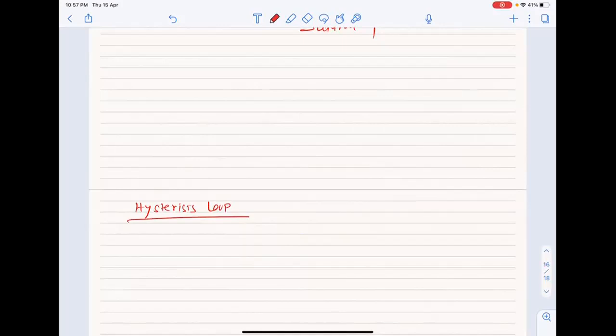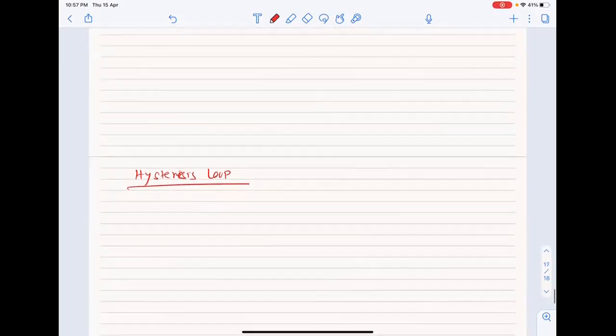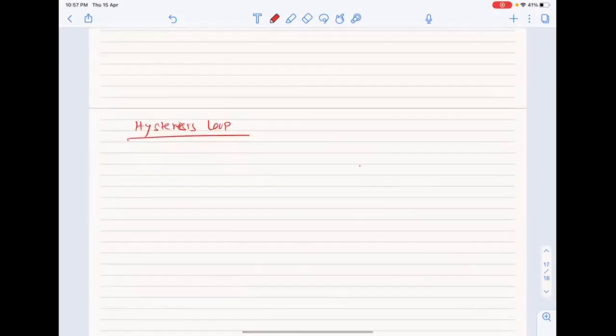Sorry, hysteresis loop. Okay. So let's think of an example of a ferromagnetic material, which is iron. Let's think there is an iron rod and you have some coils, and you are passing a current I here using some battery.